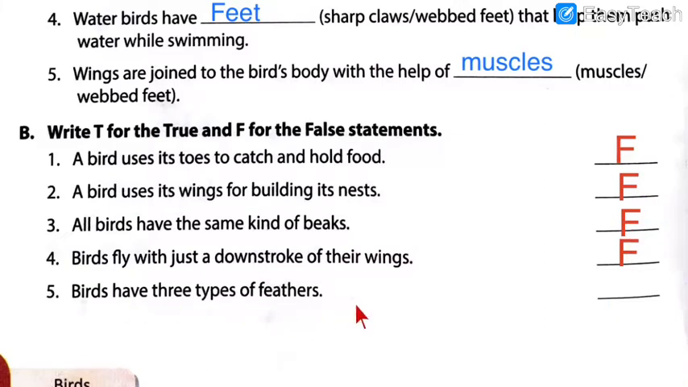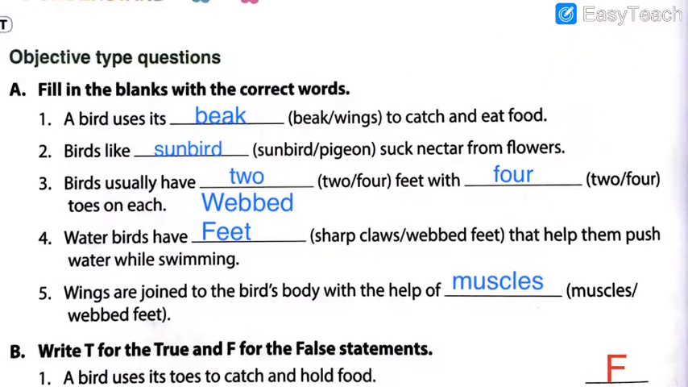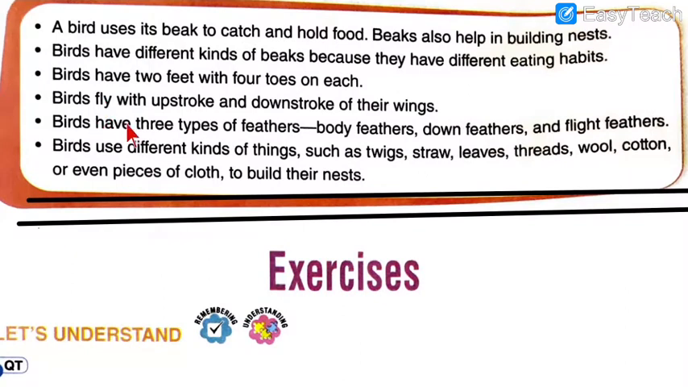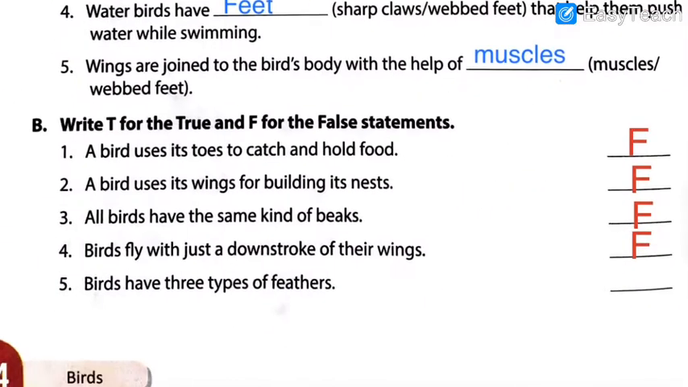Now let us see which statement it is. Number 5. Birds have 3 types of feathers. Is this right? Again, let us have a look at the summary part. Birds have 3 types of feathers: body feathers, down feathers and flight feathers. So here the statement says that birds have 3 types of feathers. So yes, it is the correct statement. It is the true statement. So we will write T for true.